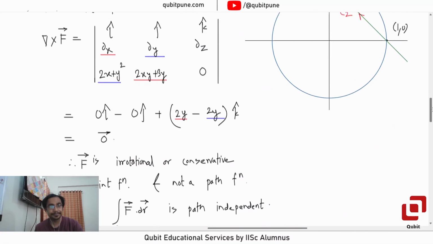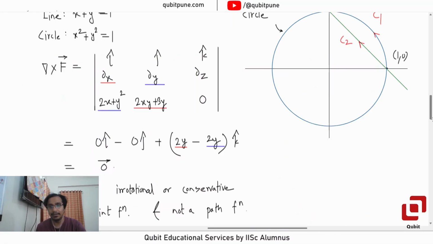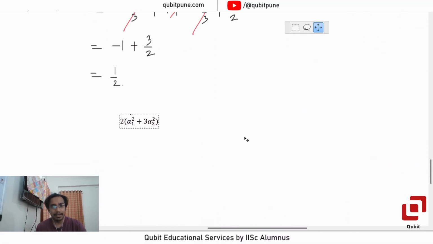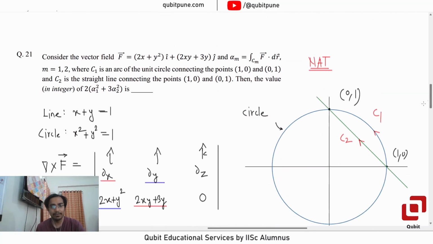Now last step. We have got both alphas, alpha 1 and alpha 2, equal to 1 upon 2, and therefore 2 into alpha 1 squared plus 3 into alpha 2 squared would be 2 into bracket. Alpha 1 and alpha 2 are the same, so that would effectively be 1 plus 3, 4 into alpha squared. Alpha is 1 upon 2, 1 upon 2 squared is 1 upon 4, 4 will go, so the final answer is 2.